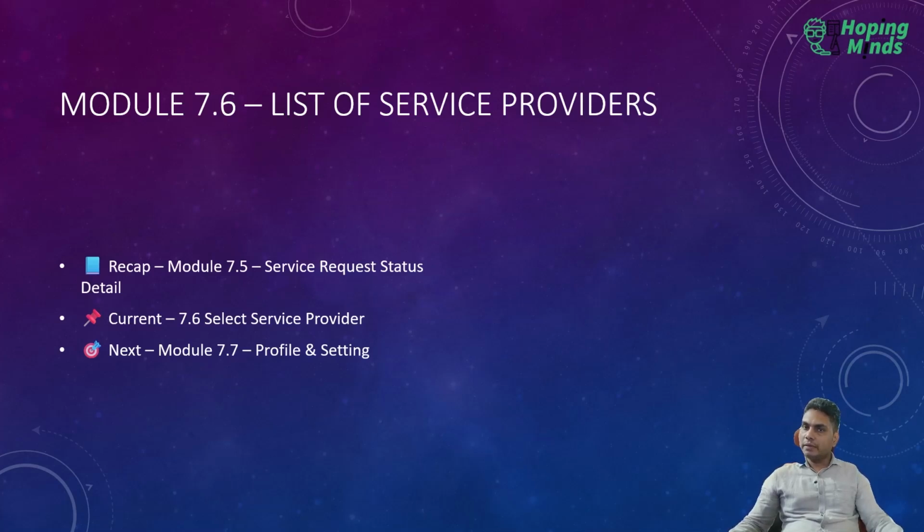So let's do a quick recap before we jump into 7.6. In module 7.5, chapter 5, we learned about creating service request status. We created some design for it in a list view, and we also created a detailed view of the service request and their status. And now we are going to dive into a list of service providers. We'll create two views, but let's see how much we can create within the time period. So let's go ahead and do that.